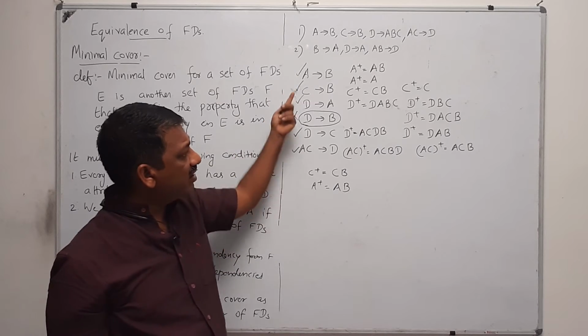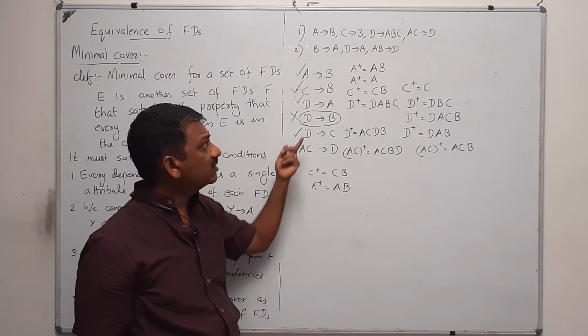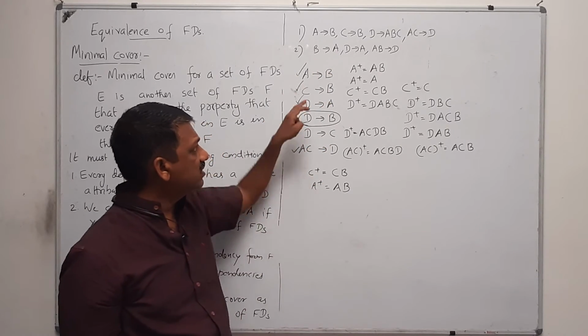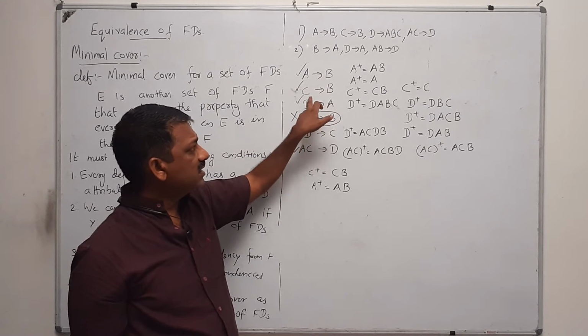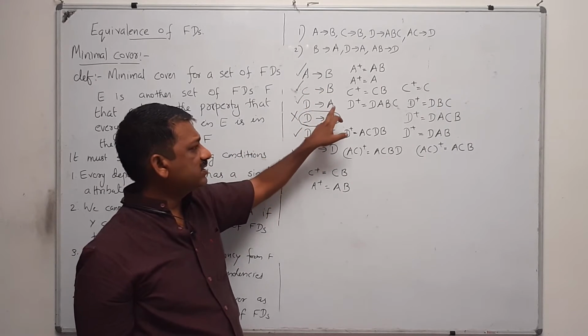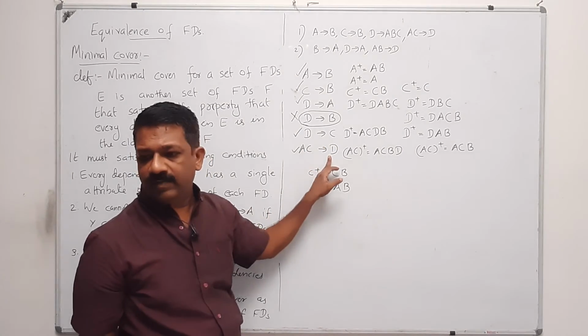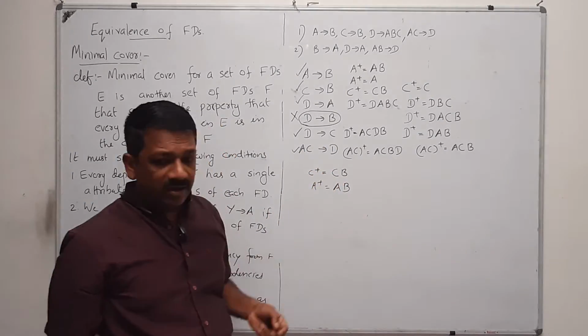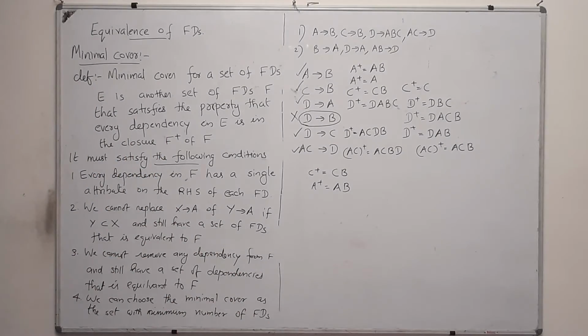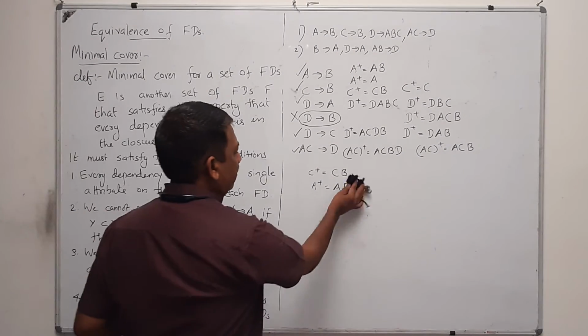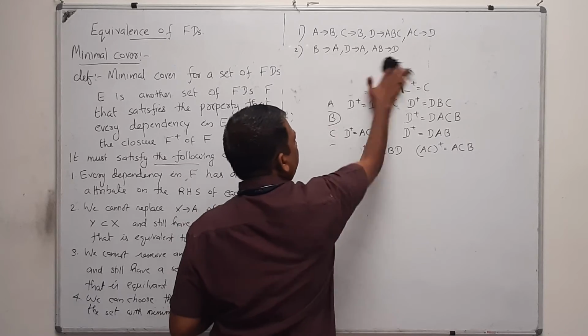So the minimal cover for this set of functional dependencies is A determines B, C determines B, D determines A, D determines C, and AC determines D. Okay. So now we are going to do the second example.